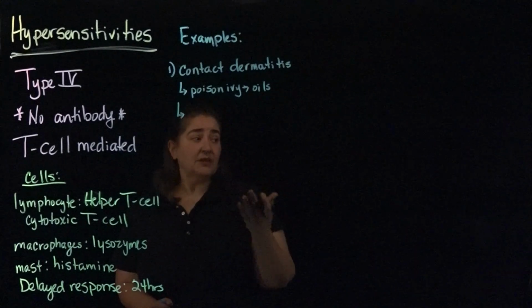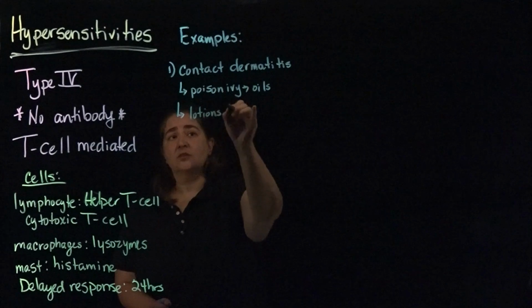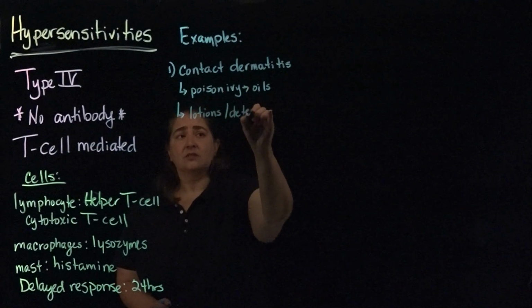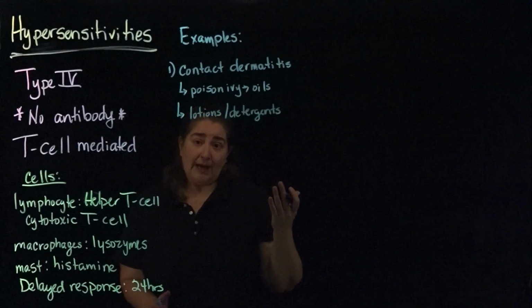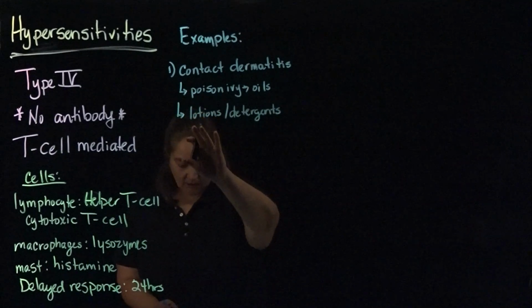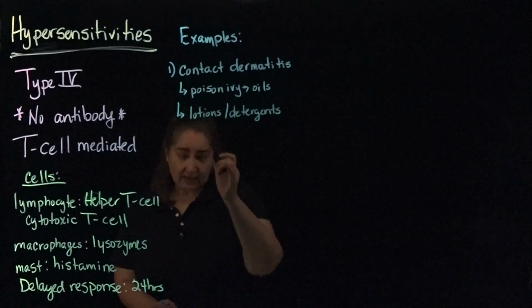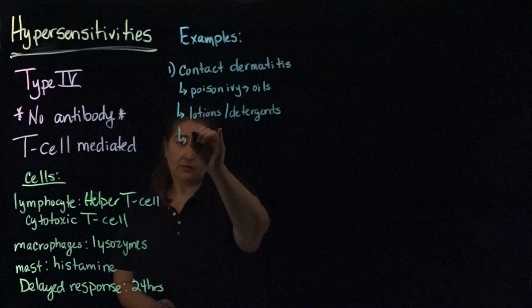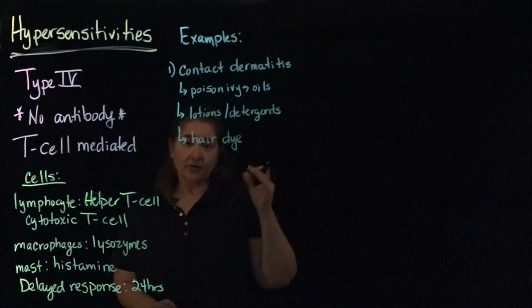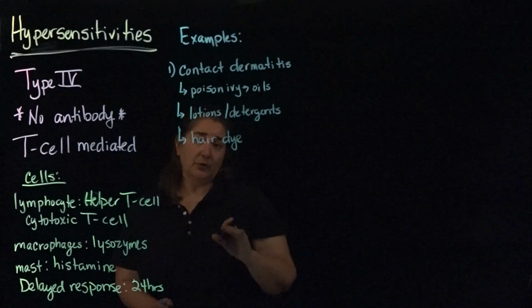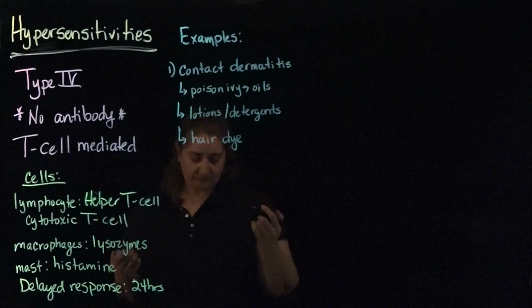It doesn't just have to be a plant oil, though. It can be things like lotions or detergents that cause the immune system to overreact. And then the other one that can be involved, if you've ever had your hair colored, some people have immune responses to the hair dye associated with getting their hair colored, okay?